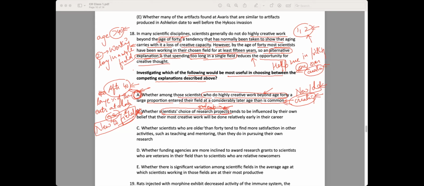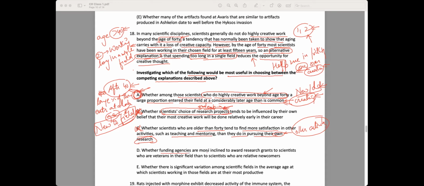C: whether scientists who are older than 40 tend to find more satisfaction in other activities such as teaching, than they do in pursuing their own research. Again, it talks about other activities. It doesn't talk about, first of all, whether they are new to their own research field or not. It doesn't help me pick one over another. It's like they are involved in other activities after 40. And again, this is not touching upon the second explanation, whether they are new to the field or old to that field or not. Out.